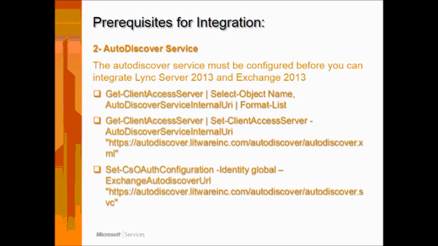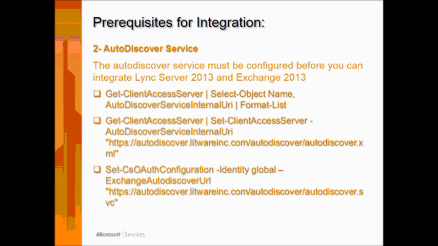The second part, we will do from the Lync server. As you know, if you see a command that starts with CS, it means that I will run this from the Lync Server PowerShell. So configuring the client access server, we do from the Exchange PowerShell, and configuring the authentication to use the Exchange Autodiscover URI, you do from the Lync PowerShell.